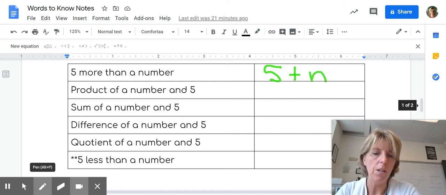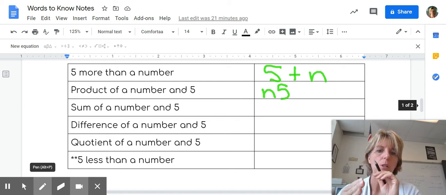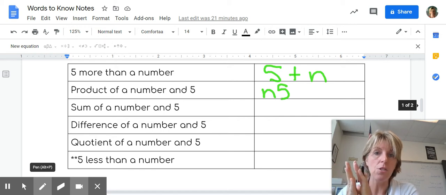A product of a number and 5. It sounds like you want to do this. Product of a number and 5. Remember, if I put two things together, it means I'm going to multiply. I don't need to put the dot. I just simply write them next to each other. It means multiply. But this is not correct.